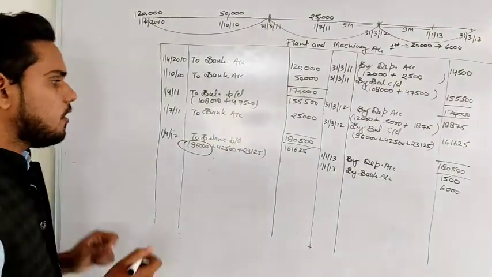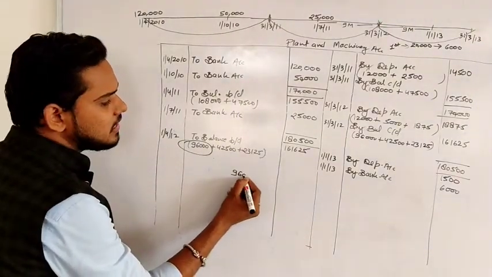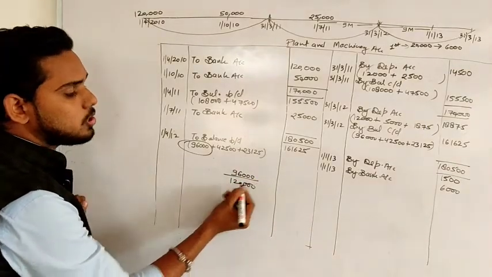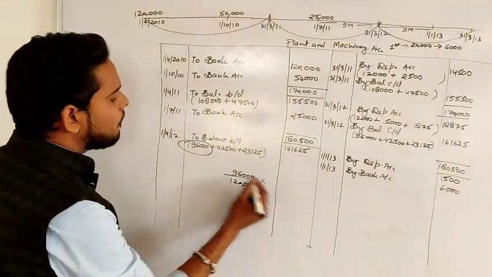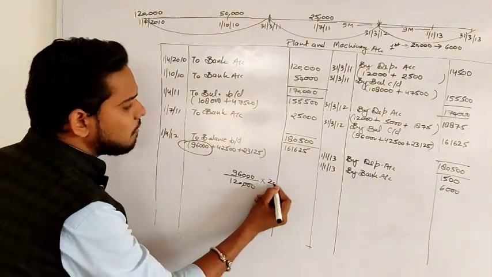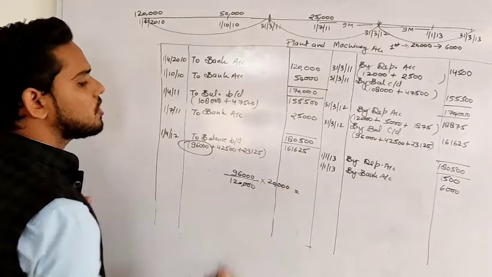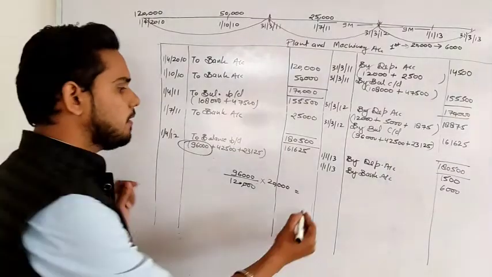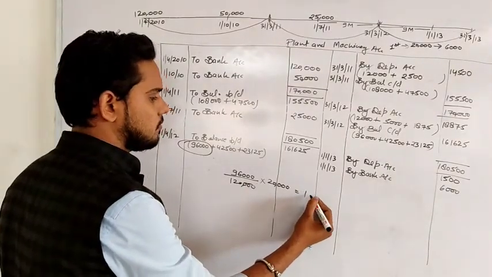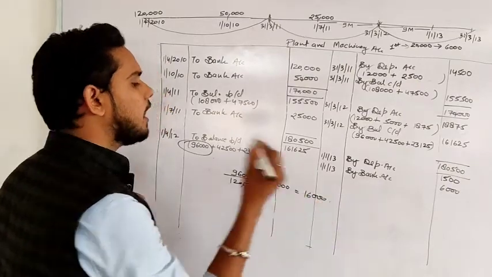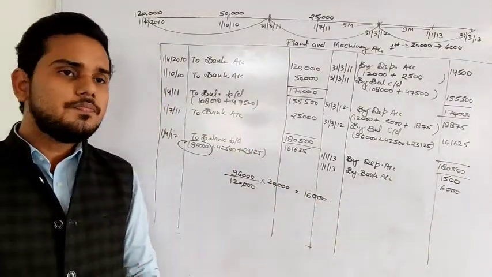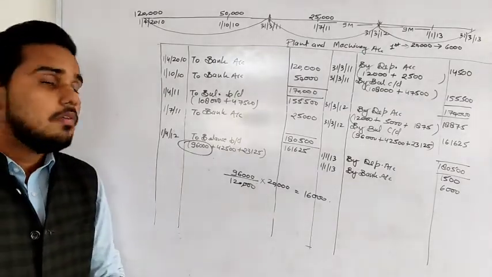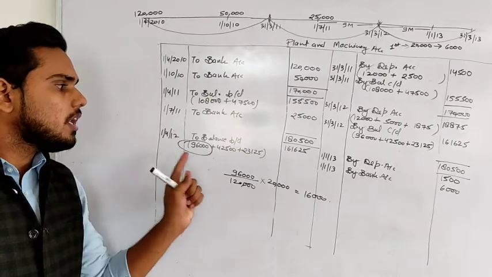So one thing that we can do is, if 96,000 is the current value of the machines which had an original cost of 1,20,000, what will be the value on 1st April of that machinery which had an original cost of 20,000? Getting my point or not? Okay, so that will be 16,000 rupees.